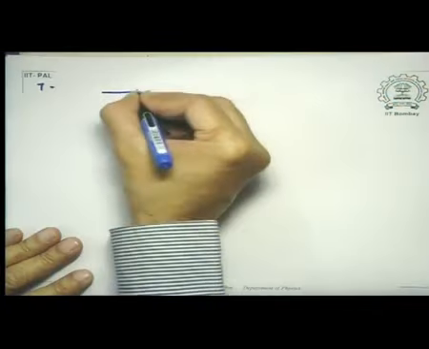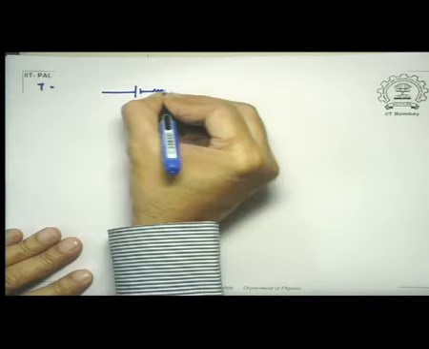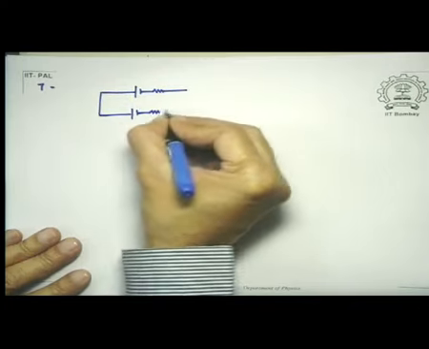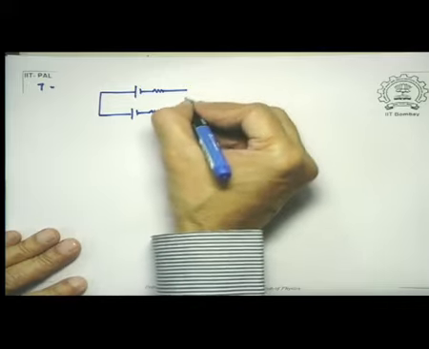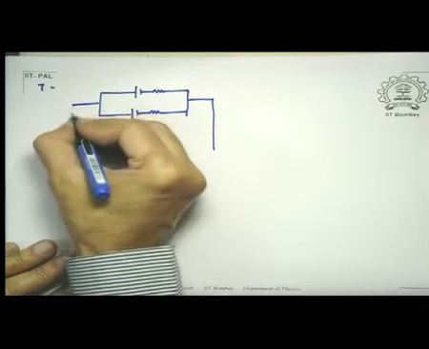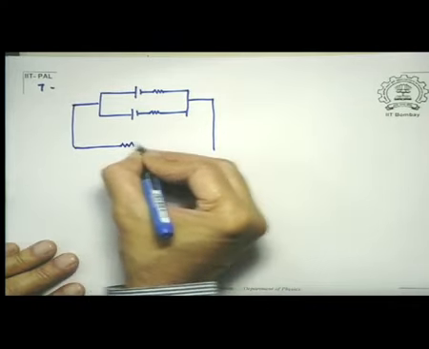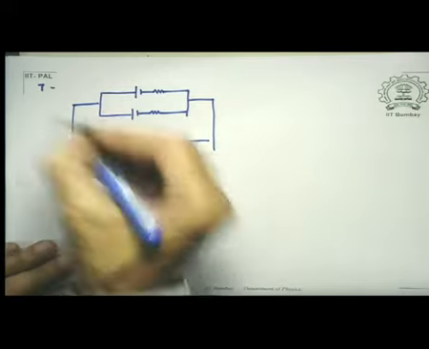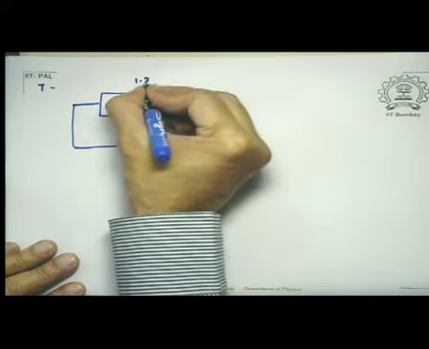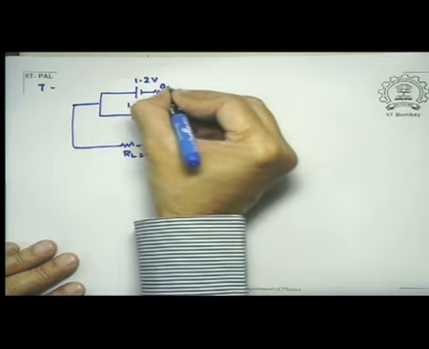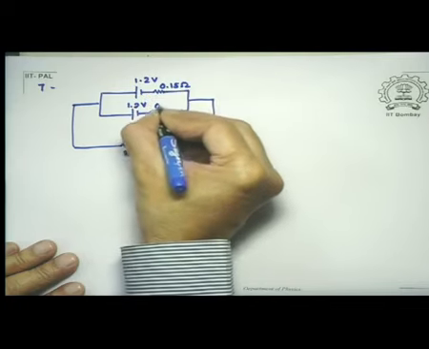Let me take another example. Supposing I have a simpler battery system, RL equal to 2 ohms, and let us take them to be the usual 1.2 volt batteries. This is 0.15 ohms, this is 0.15 ohms.